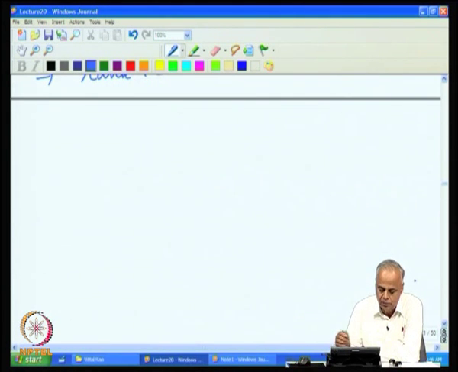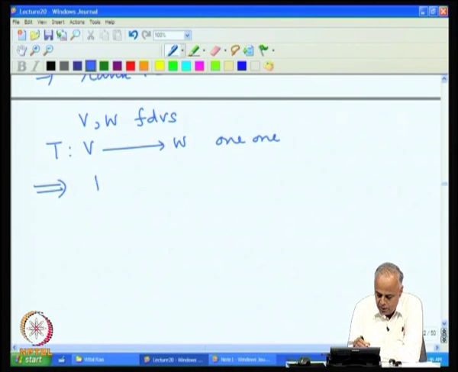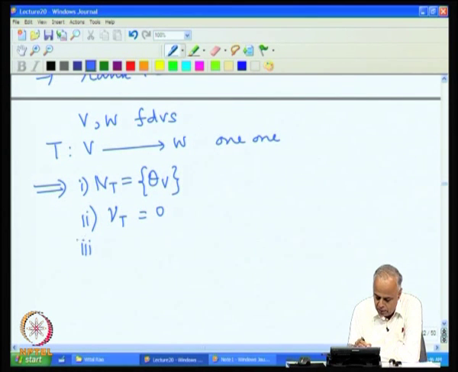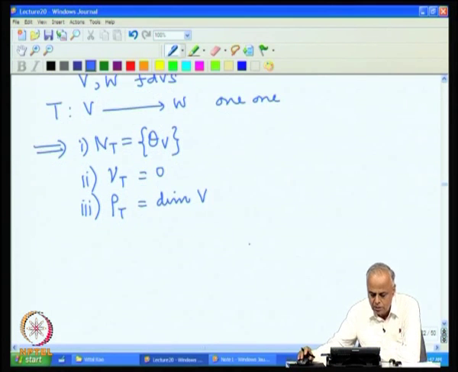So, therefore, the conclusion is T mapping V to W 1-1, V and W finite dimensional vector spaces, we will deal only with finite dimensional vector spaces now, implies many things, namely 1, the null space of T consists of only one vector, consequently the nullity of T is 0, consequently the range of T, the rank of T by the rank nullity theorem must be equal to dimension of V. Now, let us see the consequence of 3.